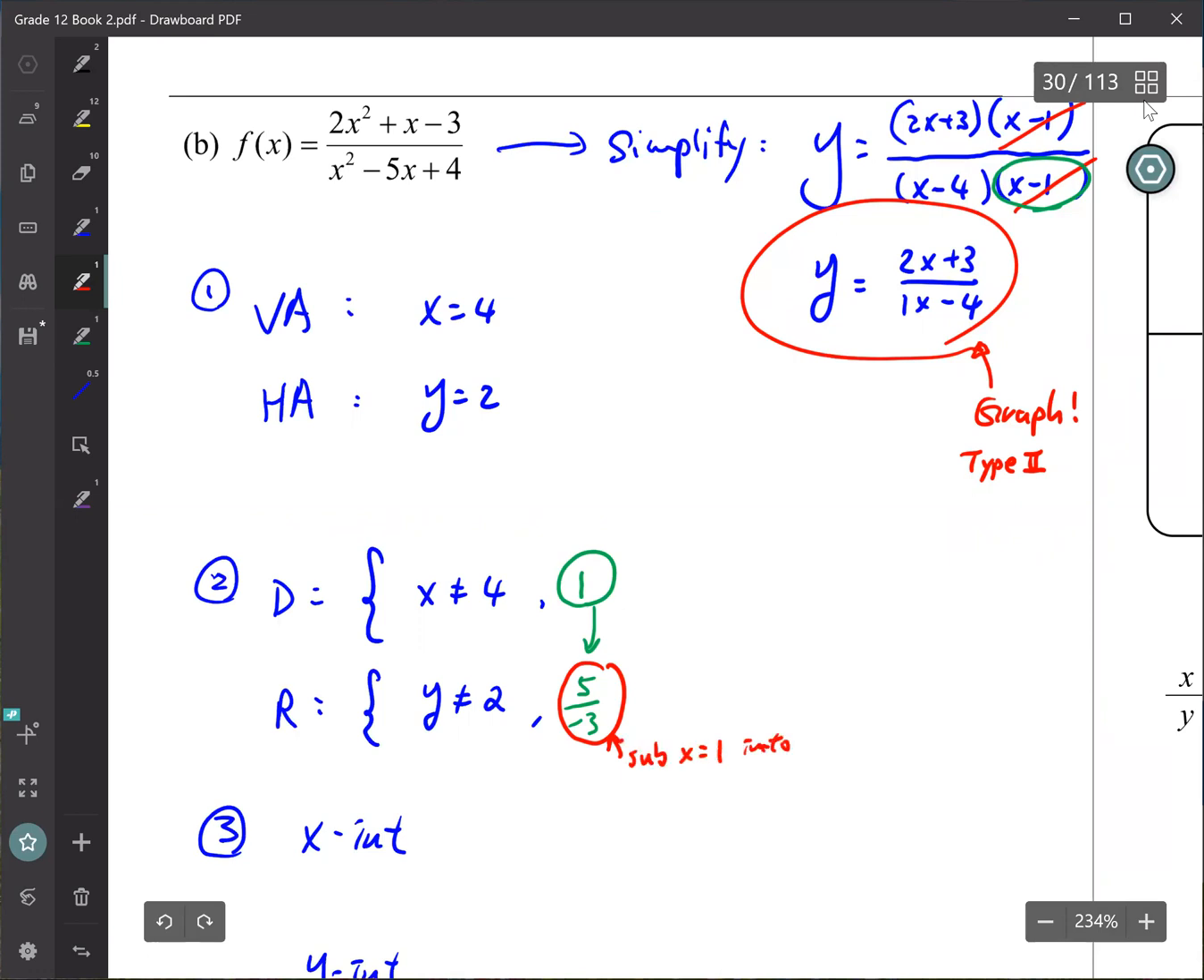which function? Eric? Where do we need to sub x equal to 1 into? Graph. What's the equation? 2 times 1 plus 3 over 1 times 1 minus 4. Yeah, okay, so you need to sub into the function you are graphing. Okay, so you put 1, 2 times 1 plus 3 over 1 minus 4. That's how you find the 5 over negative 3.